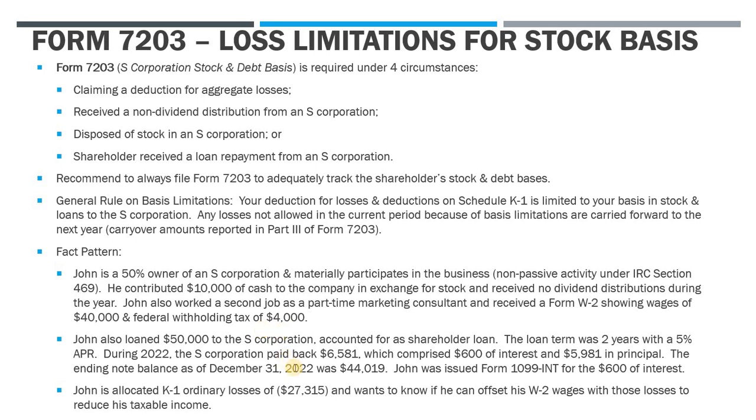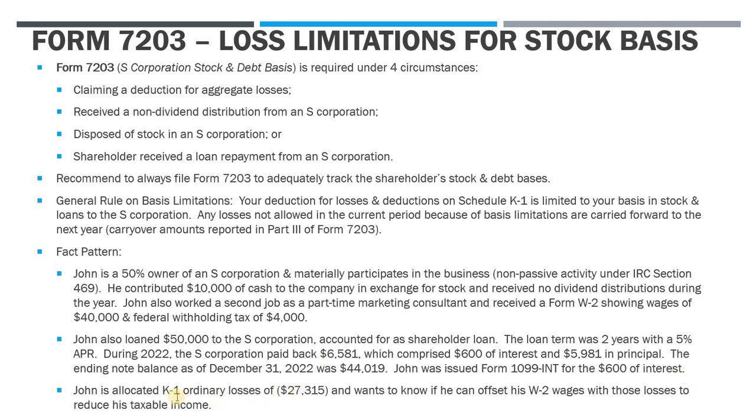And so the total amount of payments made totaled $6,581. And that dollar amount is separated into $600 of interest and $5,981 in principal. Now, at the end of the year, the balance owed to John was $44,019. The company also sent John a 1099-INT to show the $600 of interest paid to him. Okay, so remember, the principal amount really isn't reported on 1099-INTs, but the interest amount is.